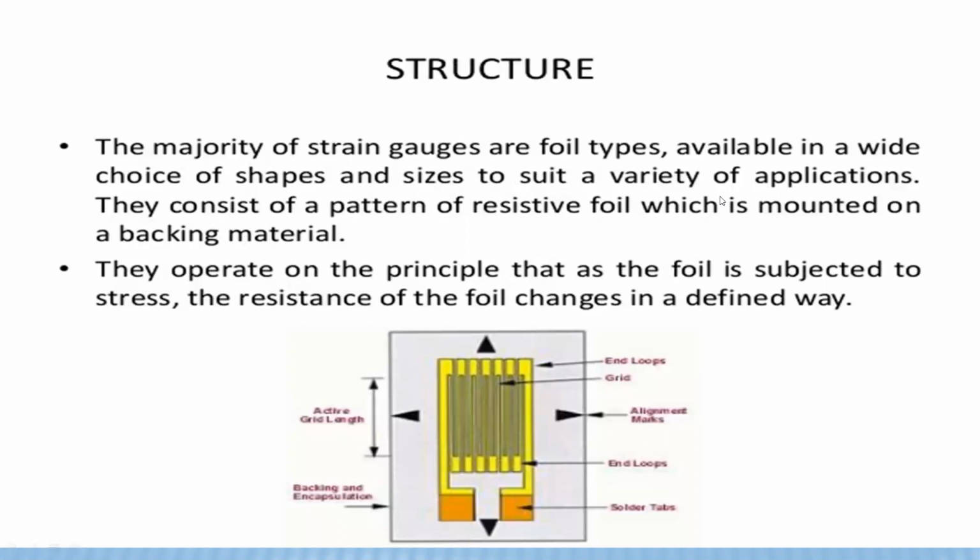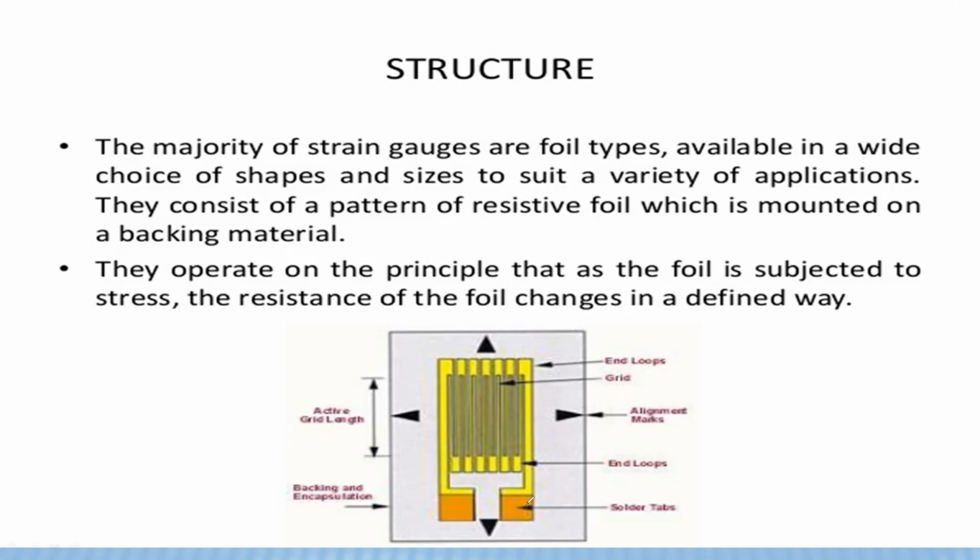And next one, what is the structure of the strain gauge? The majority of strain gauges are foil types, available in a wide choice of shapes and sizes to suit a variety of applications. They consist of a pattern of resistive foil which is mounted on a backing material. You can observe the different components involved in this strain gauge and the construction of this strain gauge in that diagram.